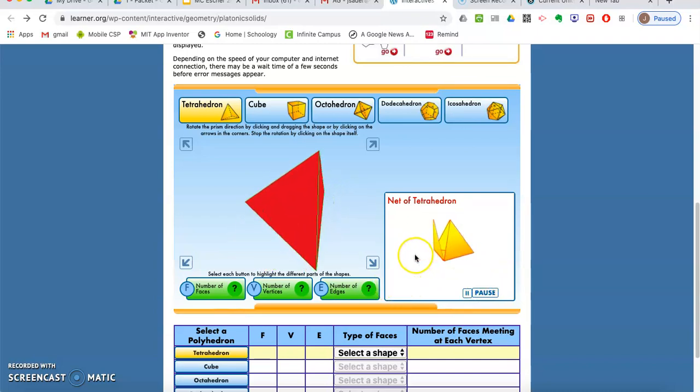So here they're showing just folding that up. So the tetrahedron is a pretty simple shape. We're going to fill out information about it now.